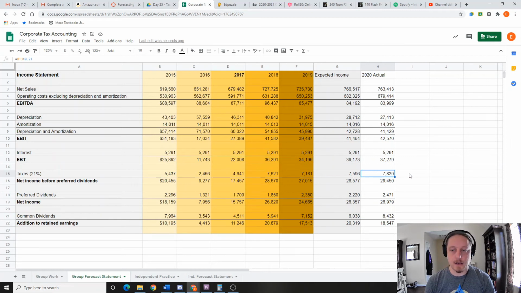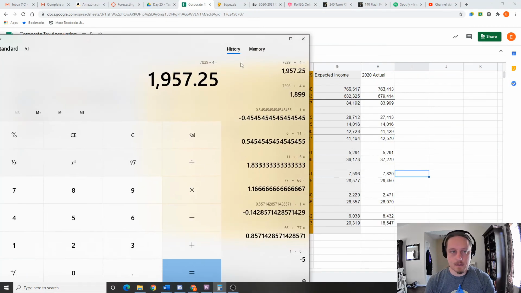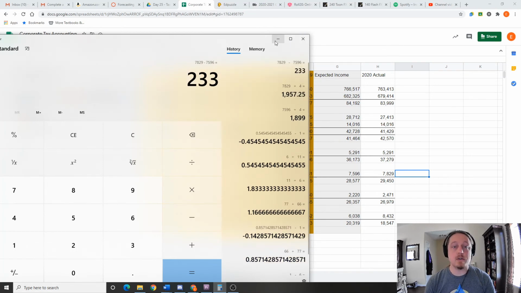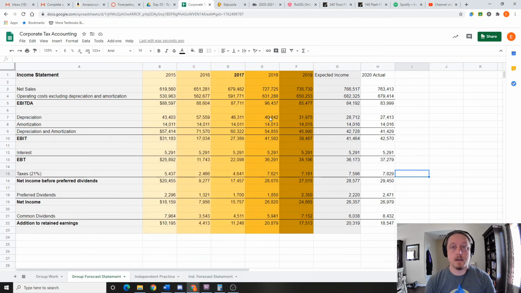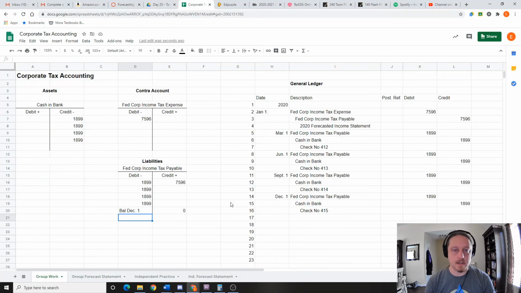In fact, let's go ahead and do a little bit of math here. I'll actually do it on a calculator instead. I don't want to mess up my sheet. 7829 minus 7596. So we actually owe $233 more than we paid this year. So let's go back to the first tab. Okay, on December 31st, we owe $233. So what that means is, again, our income tax expense, the contra account, goes up another $233.